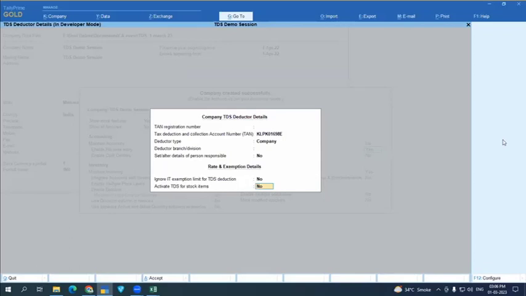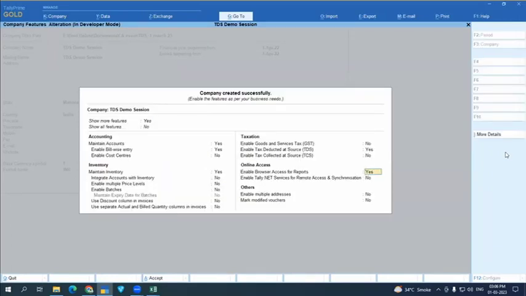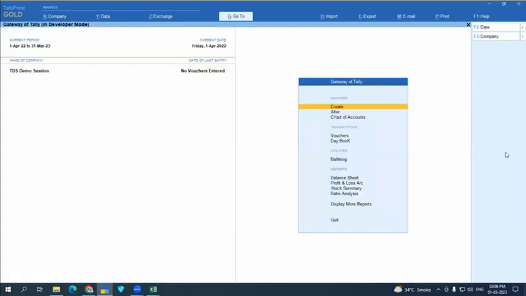Then it may be possible that your deductor is going to create a ledger under an inventory item. Like I can create ITR filing fee under a stock item also. So that is a new scenario, but just forget it. There are some stock items also where TDS is eligible. So put no here, accept, nothing to do here, save. Simple, the first stage is completed: enable features for your company.